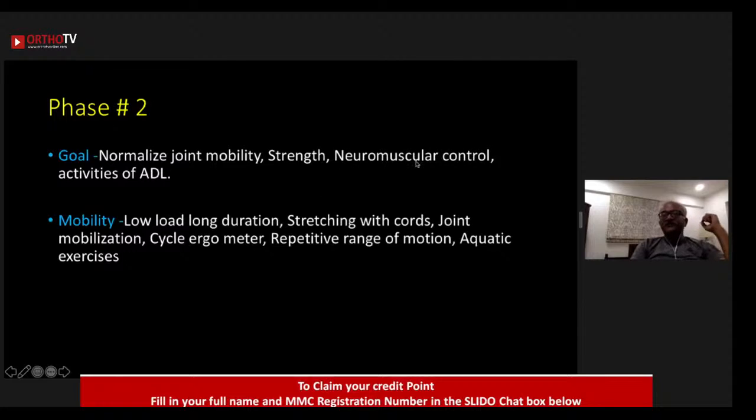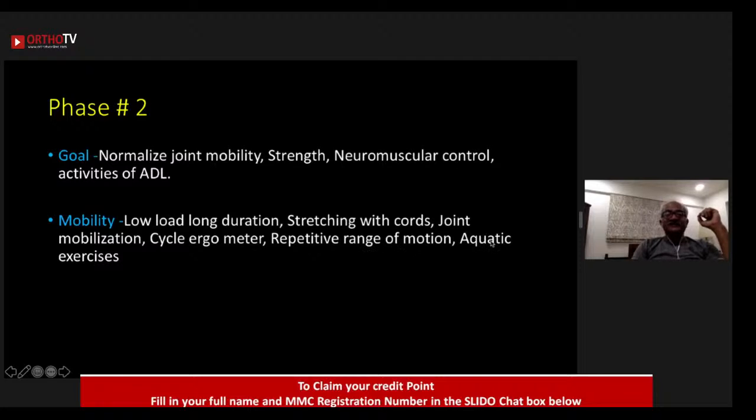Neuromuscular control is the most important factor here. In all ligament injury rehabs nowadays, there is more focus on neuromuscular control as a whole and on the kinetic chain so that we can have better results. For mobility, the patient is put on low-load, long-duration exercises. For example, stretching with cords, joint mobilization maneuvers, cycle ergometer to maintain the cardio fitness of an athlete or the patient, and repetitive range of motion exercises.